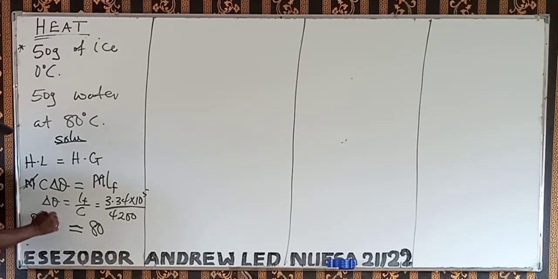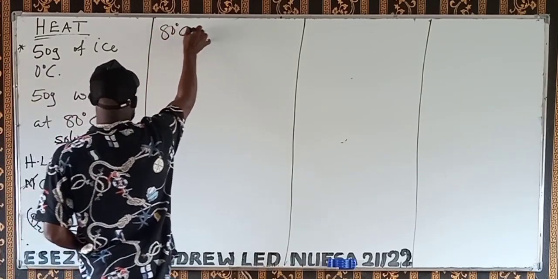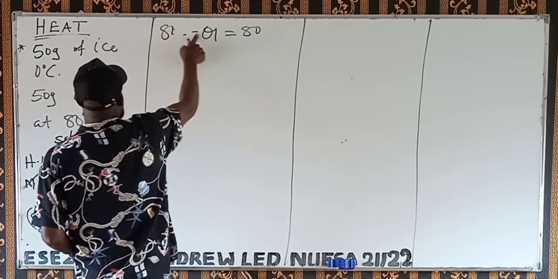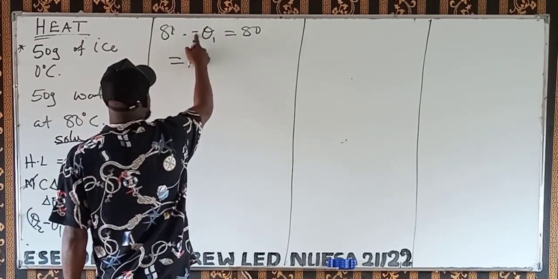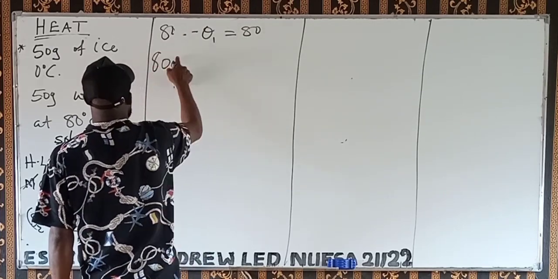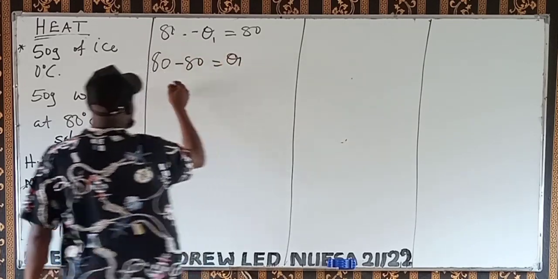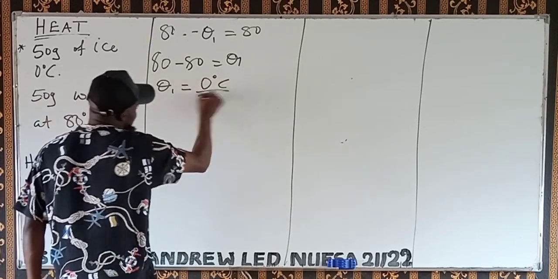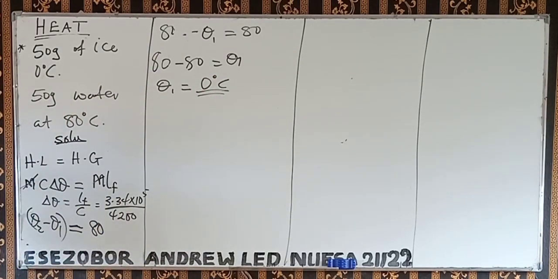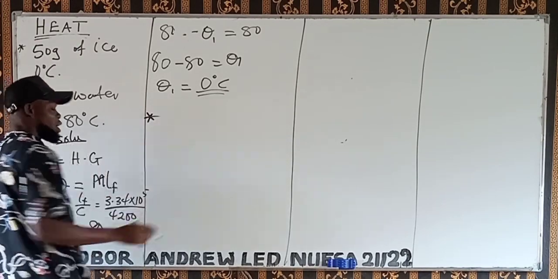So remember this one is theta 2 minus theta 1. So theta 2, the final temperature, is 80 degrees. We have 80 degrees Celsius minus theta 1 equals 80. So 80 minus 80 equals theta 1. Please, 80 minus 80 is what? 0 degrees Celsius. So the final temperature will be 0 degrees Celsius. This 80 will be reduced to 0 degrees Celsius in this case. So think about that. If you drop 50 grams of ice at 0 degrees Celsius into water at 80 degrees Celsius, the ice will reduce the water to 0 degrees Celsius. That's how it is. Let's go to another one.